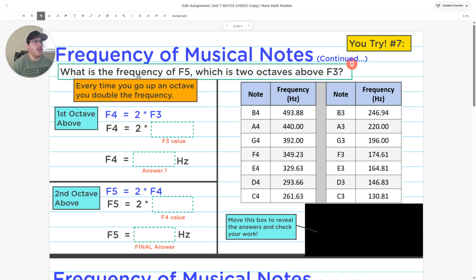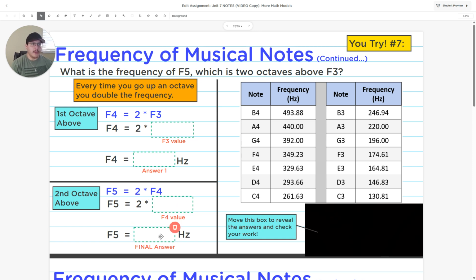Okay, so now let's say, what is the frequency of F5, which is 2 octaves above F3? So it's very similar to what we did before, except now we want to do this twice. You can create a shortcut to go straight to the second octave, which is just multiplying by 4. However, we're going to do this step by step in this you-try right here. So for F5, we're going to start at F3. F3 is a certain frequency on the table. Y'all can figure that out on your own. You're going to multiply that by 2 to get F4. Then whatever you get for F4, you're going to multiply that by 2 again to get your final answer, F5.